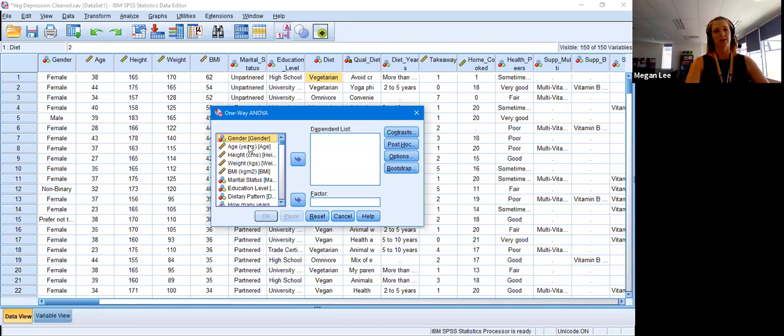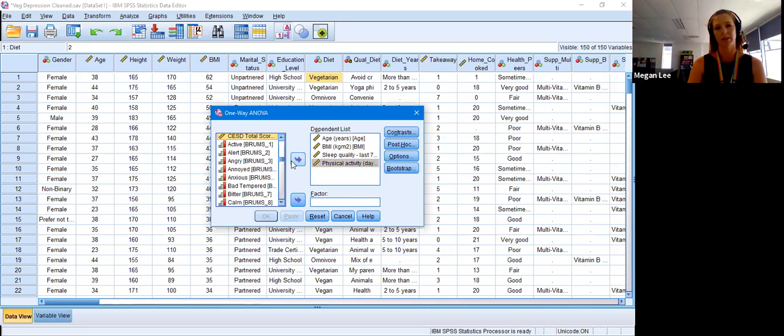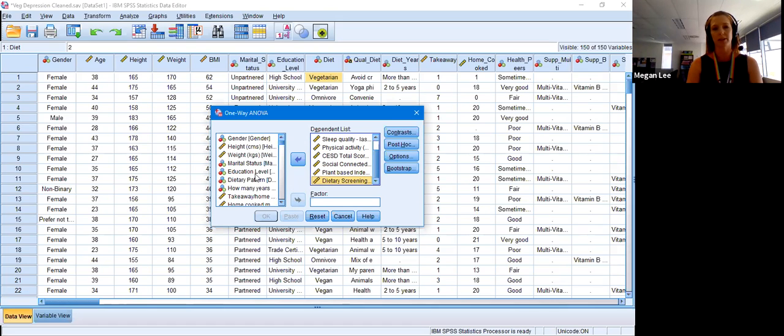So we want to put all of our continuous variables in. So age was significant, BMI was significant, everything was except for PBI. What else we got? Sleep quality, physical activity. Yeah, CESD, I probably should have put that in first, but anyway. Our depression variable, and then social connectedness, wherever he is, here it is. And then our 2 dietary patterns, the plant-based dietary pattern and our normal dietary pattern. And then we want to split it between our groups. So we go and find what our grouping variable is, dietary patterns.